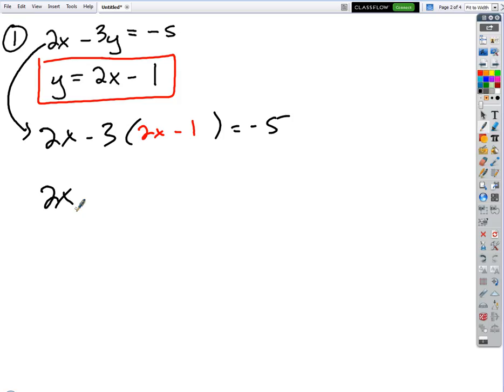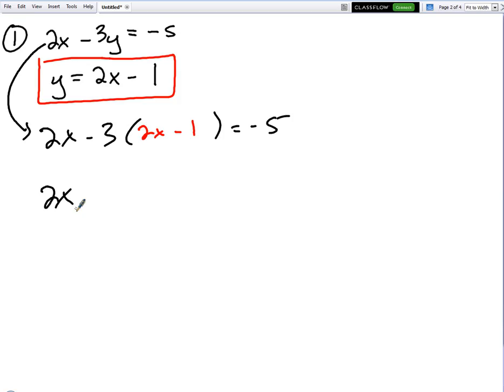What am I going to get here? 3. When I distribute that negative 3 to the 2x, what do I get? Negative 6x and what? Okay, good. Because when I distribute, a negative times a negative is positive. So that's a plus 3 equals negative 5.